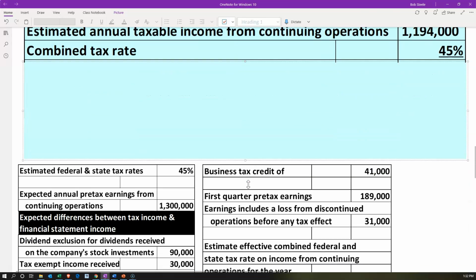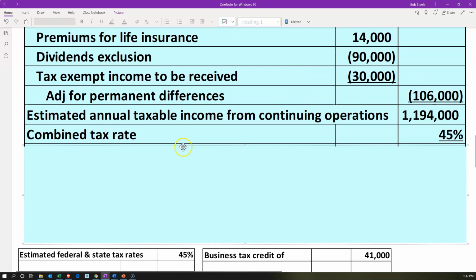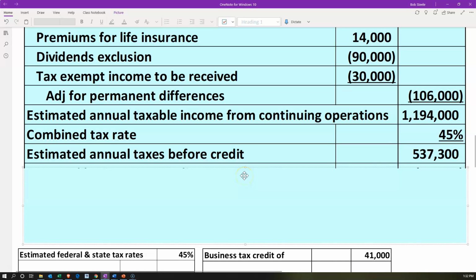The combined tax rate given to us here, estimated federal and state tax rate, is the 45% combined. So the 1,194,000 times 45% is going to give us estimated annual taxes before any credits of 537,300. Now, in practice, you might have a difference due to rounding or something like that. It's an estimate, so rounding is okay because it's not a perfect number here. So we got the 537,300.